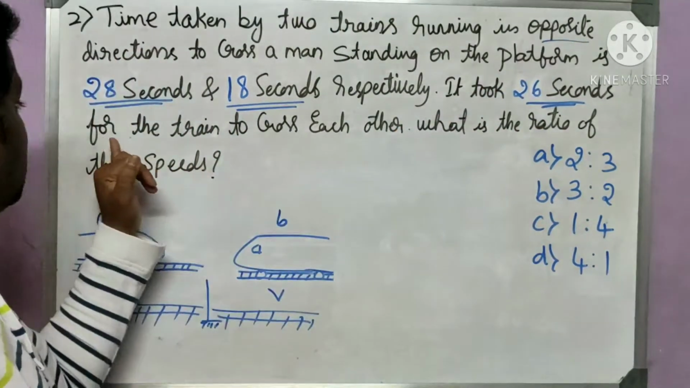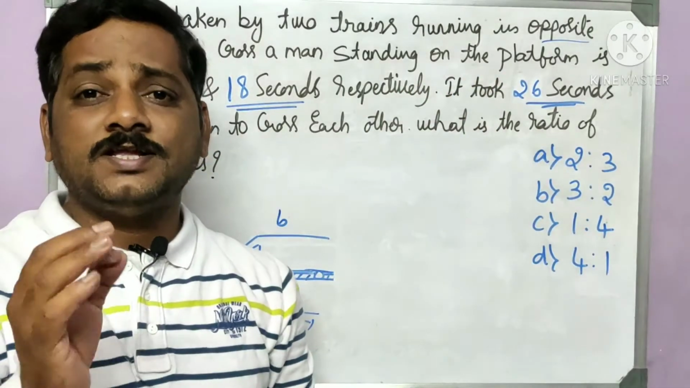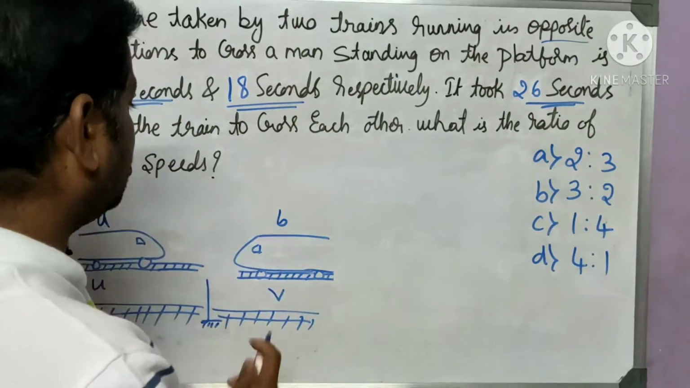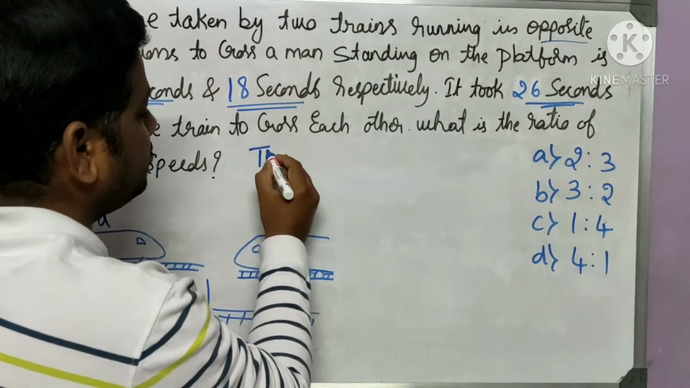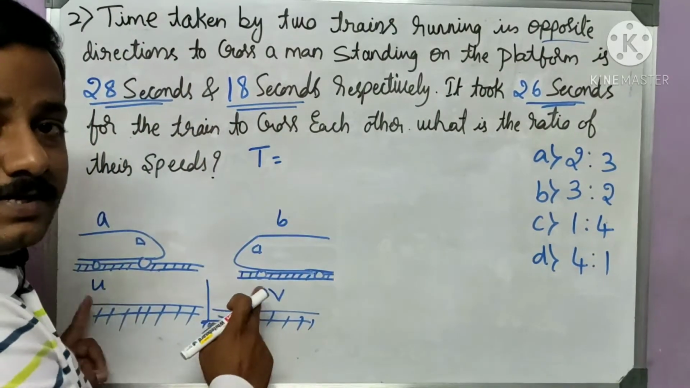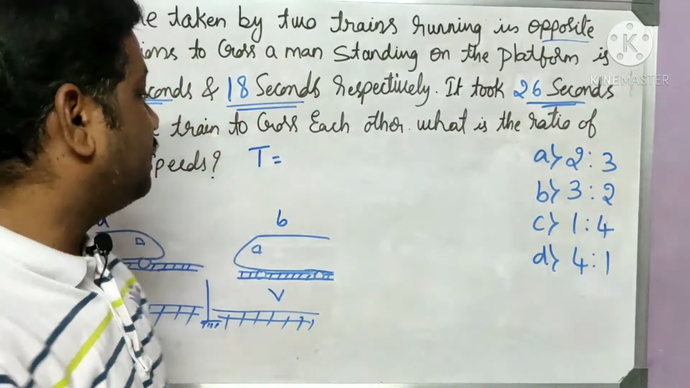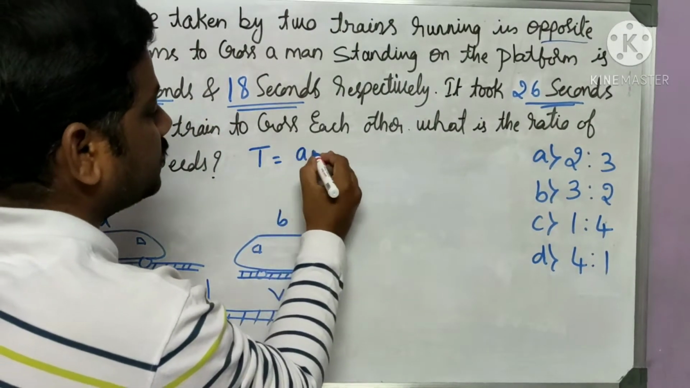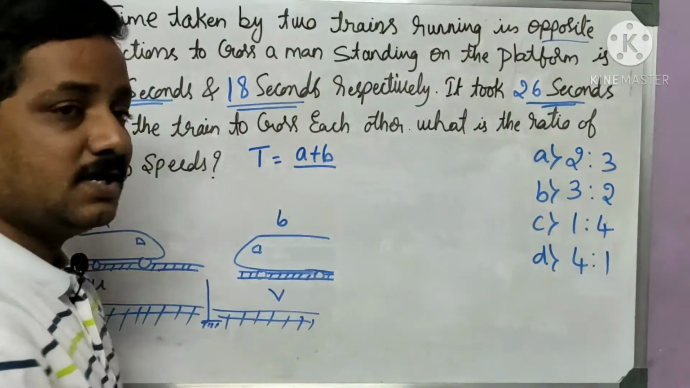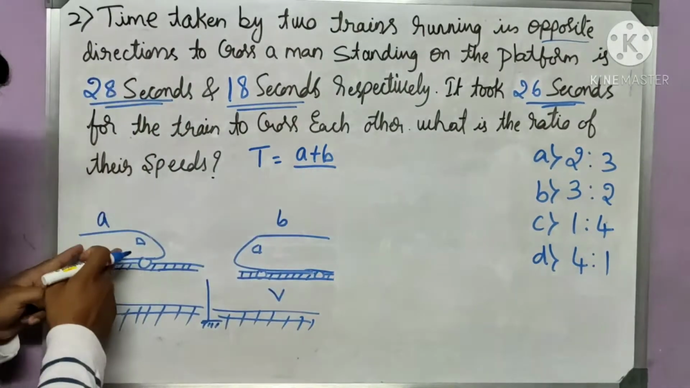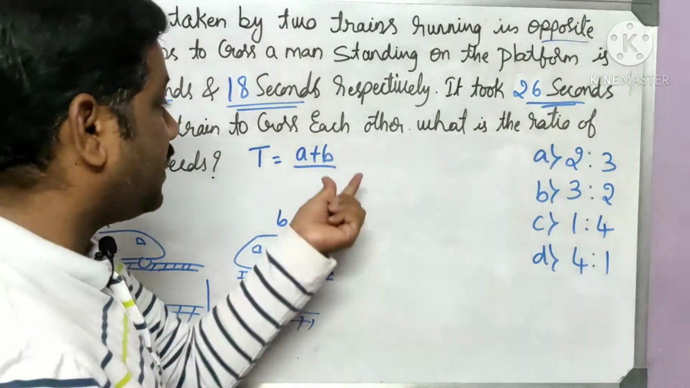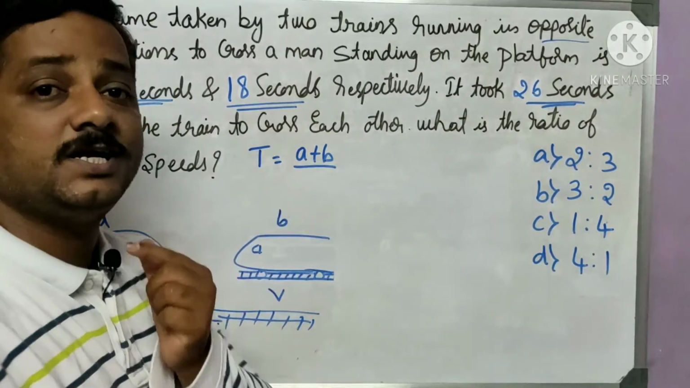We have a statement here that the trains cross each other. So there is a formula for trains crossing each other, and I will write the formula here. The time taken by the two trains to cross each other can be given as the summation of their distances divided by the relative speed. Here I consider the distance of this train as A, and the distance of this train as B. So add those two distances divided by relative speed.